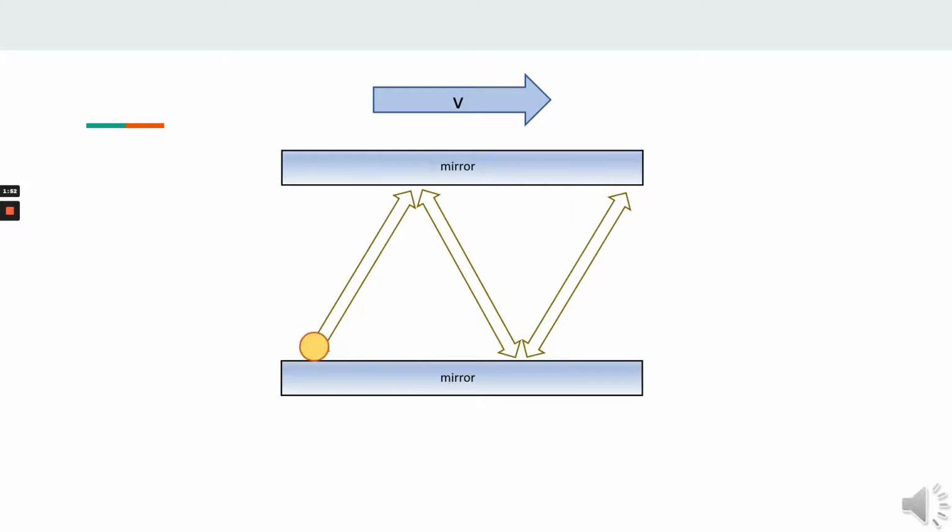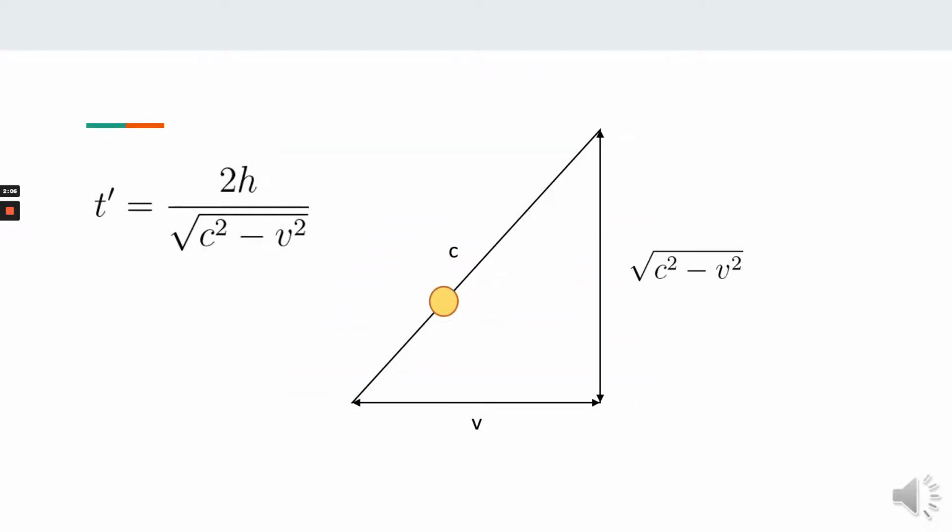Now the light clock is moving with velocity v, perpendicular to the initial direction of the photon. The distance between the mirrors is still h and the photon is still travelling at speed c. However, the photon's path is now slightly longer due to the horizontal velocity. Using Pythagoras, the vertical component of velocity can be derived as the square root of c squared minus v squared, when the horizontal component is v. This means the time it now takes for the photon to reflect between both mirrors is 2h over the square root of c squared minus v squared.